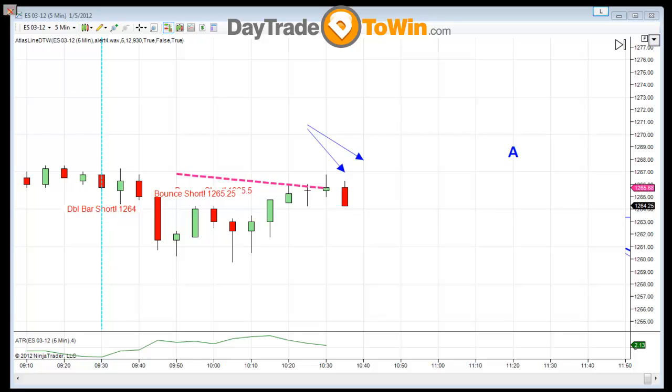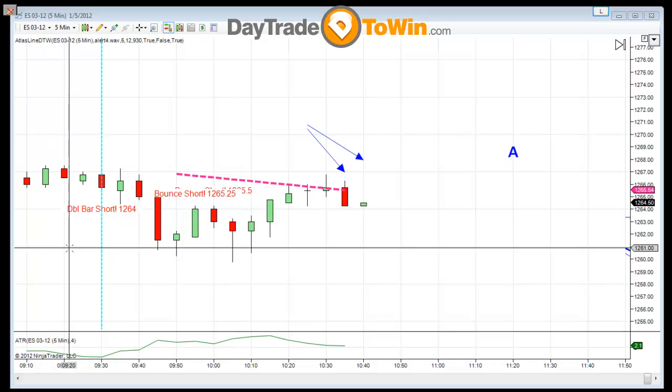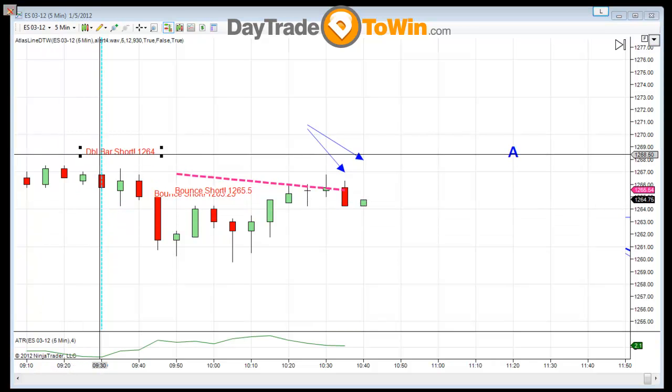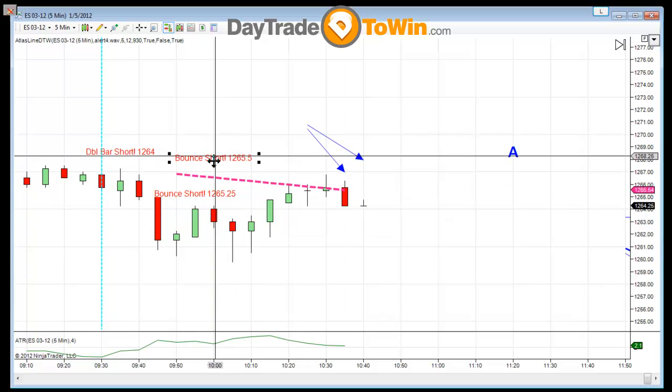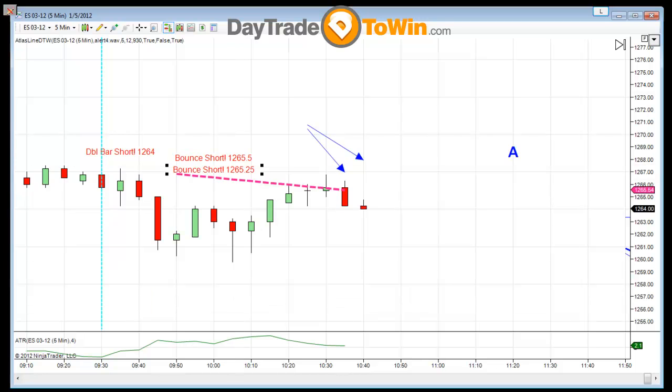The Atlas line does act as support and resistance. That's correct. My favorite trades by far are the double bar short and double bar long. Absolutely, they are my favorite. The bounce trades, we get a lot of bounce trades, so I want to pick and choose the ones that really make the most sense.